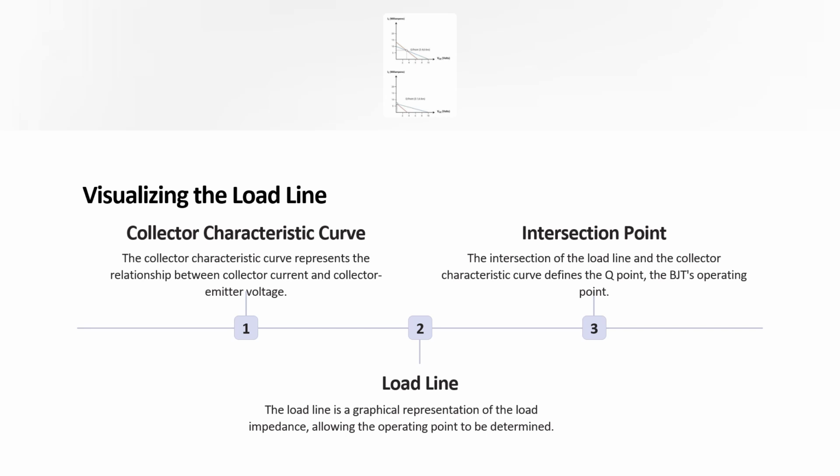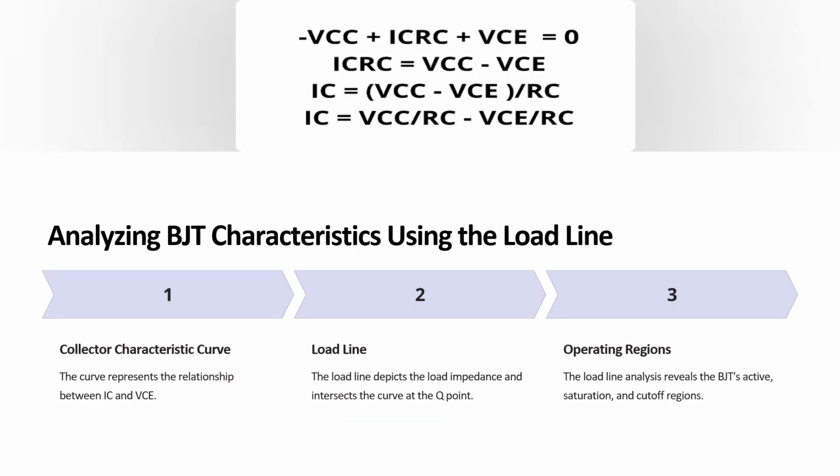Analyzing BJT characteristics using the load line. Collector characteristic curve: the curve represents the relationship between IC and VCE. The load line represents the load impedance and intersects the curve at the Q point. Operating region: the load line analysis reveals the BJT's active, saturation, and cutoff regions.